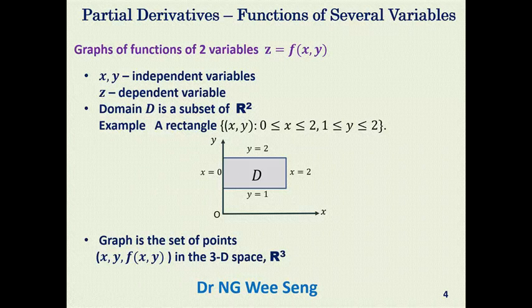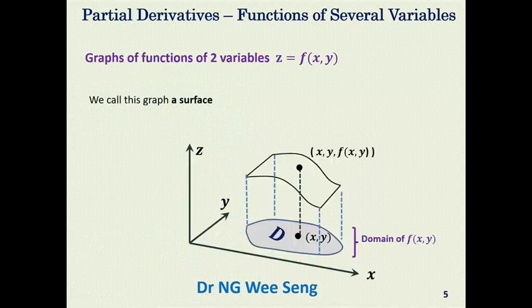An example of D would be a rectangle, where x and y both lie between two numbers. And finally, the graph of such a function will consist of points of the form x, y, f of x, y. f of x, y will be the z coordinate. And these points will be plotted in a three-dimensional space. The graph of a function of two variables is usually called a surface, as shown on this slide.